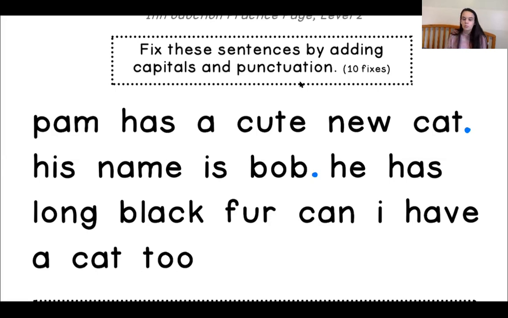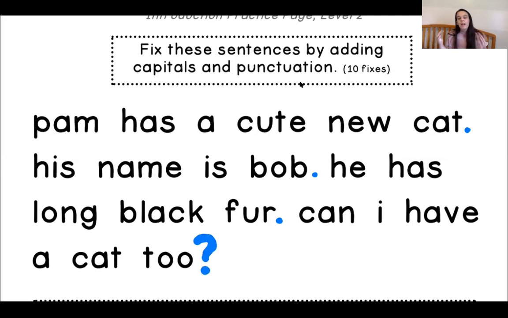Can I have a cat too? That doesn't make sense, friends. He has long black fur. Can I have a cat too? Would I put a period here, friends? No, no, no. It's a question, so what do I need to put? A question mark, right? So I'm going to put a nice big question mark right there.